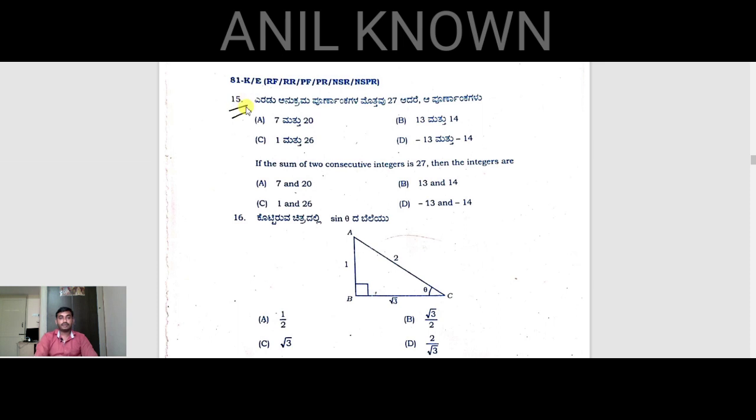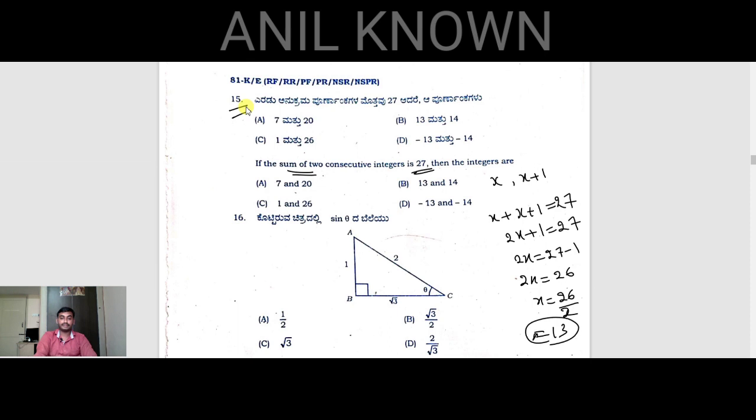15th question, if the sum of two consecutive integers is 27, then the integers are. Very simple, consecutive integers means one is x, another one is x plus 1. If you do the sum, that means you should add x plus x plus 1, it gives 27. Then 2x plus 1 is equal to 27 and 2x is equal to 27 minus 1, that is 2x is equal to 26, x is equal to 26 by 2, that is equal to 13. If one number is 13, the next consecutive number is 14, that's why 13 and 14 is the answer.